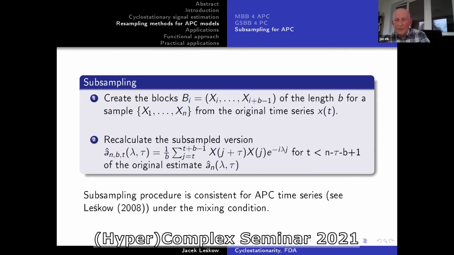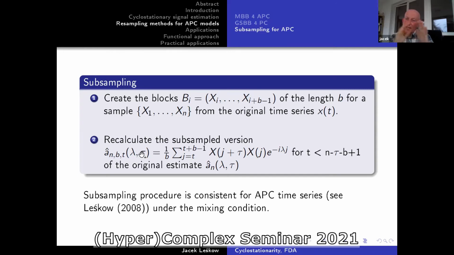One way out of this problem is to work with another procedure, which is subsampling, where you don't do any random sampling with replacement. You simply slide a block of a length b. So you create a block B_i that starts in x_i and ends in x_(i+b-1). You simply slide it. For each block, you calculate your estimator, like this one. This is the version of our estimator calculated for the block.